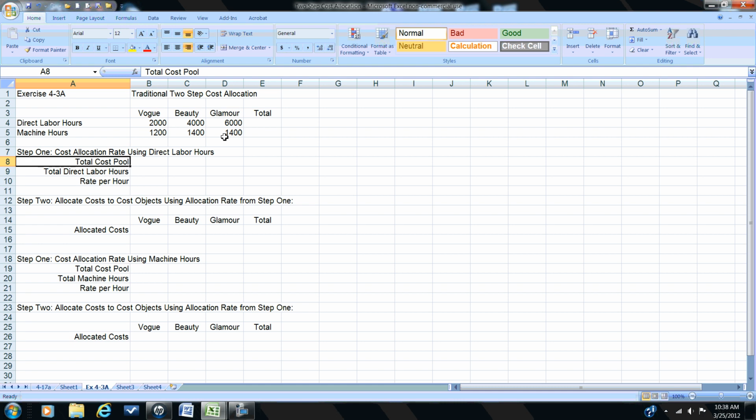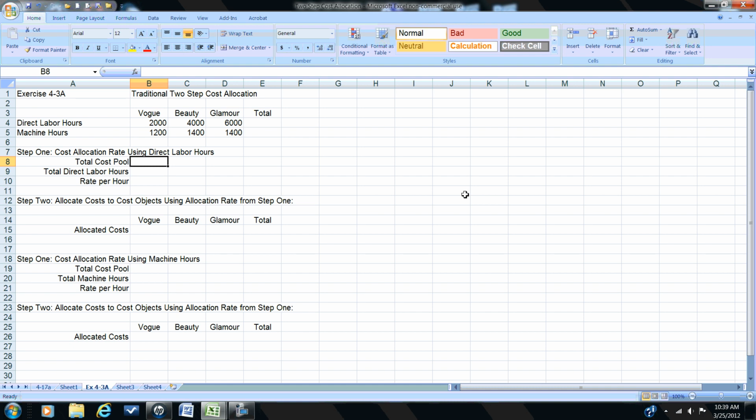The exercise tells us that we have a cost pool of $576,000 in production overhead costs during the year. And we are going to use a traditional two-step cost allocation method to allocate this overhead to our three different products. And we're going to use two different potential cost drivers. We're going to use direct labor hours and machine hours. We're going to begin our allocation using direct labor hours.